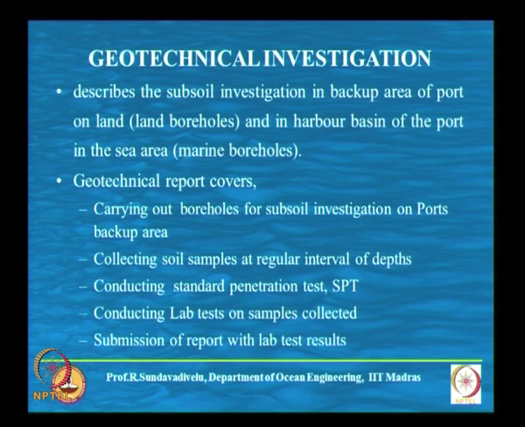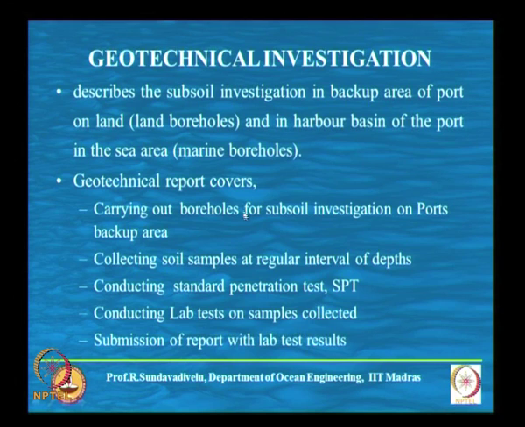Is it clear? Land borehole is cheaper. Each borehole will be only about 20-25,000 rupees for a depth of about 20 meters, whereas marine boreholes will be about 2 to 3 lakhs. Sometimes it may be higher also. We have to mobilize special equipment for marine boreholes, called a jackup rig. So the mobilization cost itself will be about 20 to 30 lakhs.